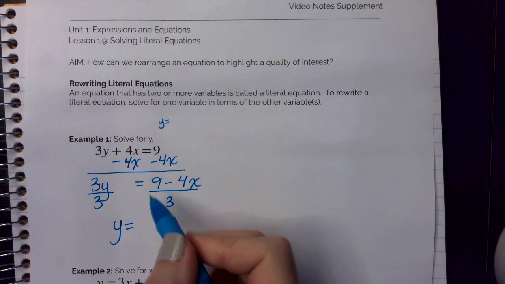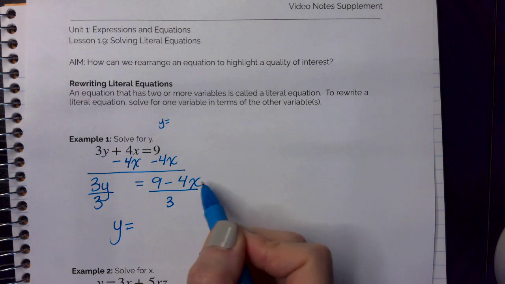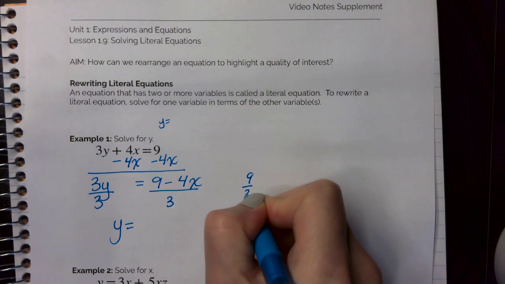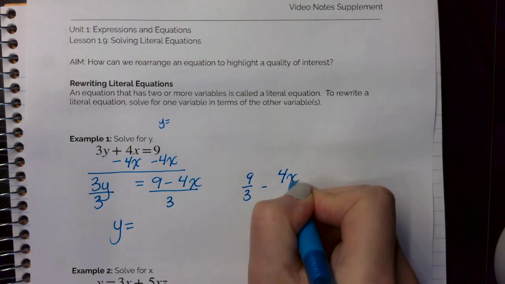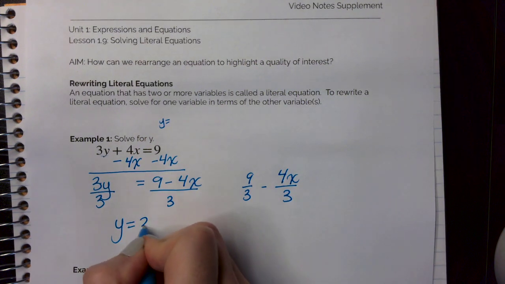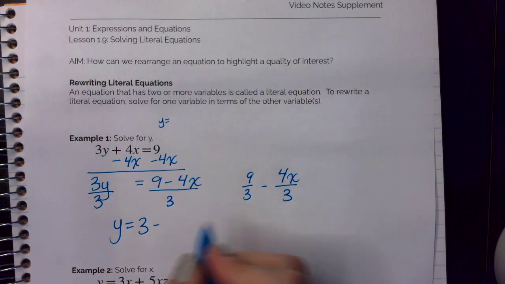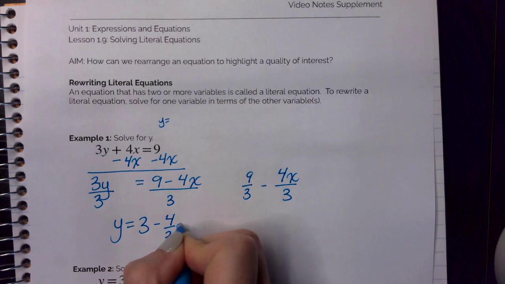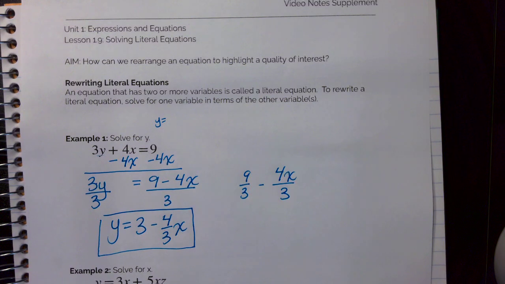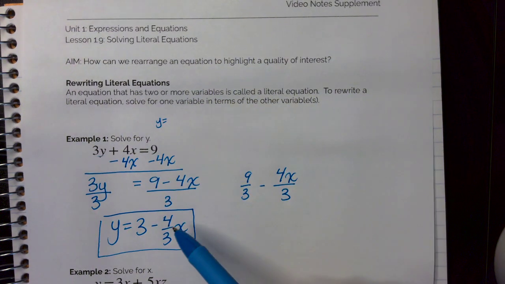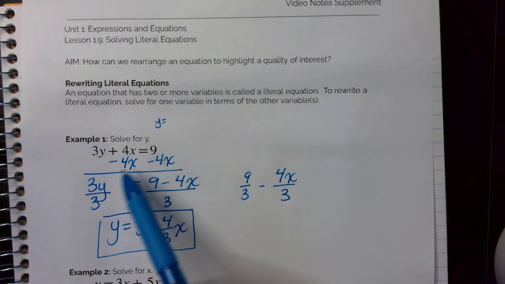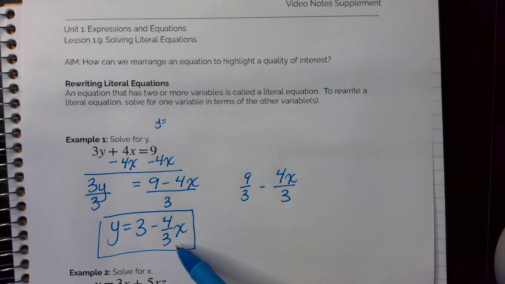Dividing both sides by 3, this side, you could leave it like this. I'm going to show you that this is really 9 divided by 3 minus 4x divided by 3. And we can simplify 9 divided by 3 as 3 minus 4/3 x. Now, I suppose you could check your answer here by putting this value in for y and figuring out if it equals 9. I am not going to go through that process.